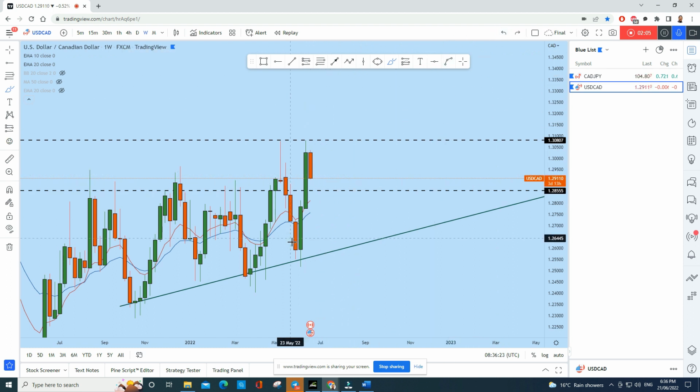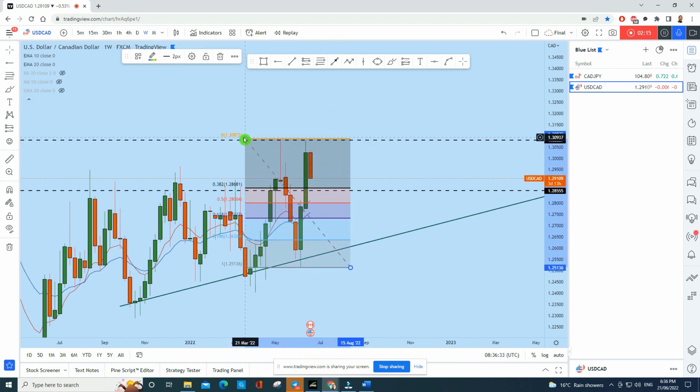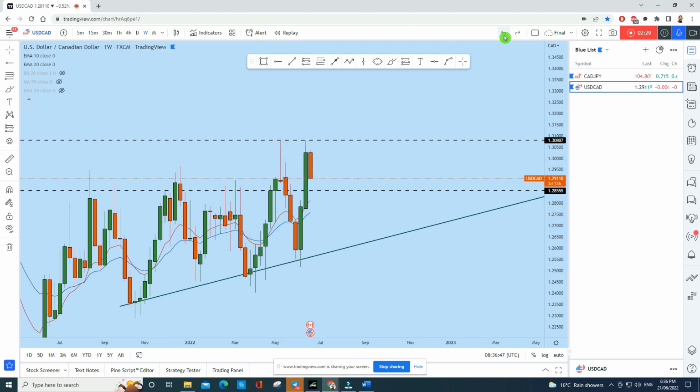Let's see our Fibonacci level where we can expect. You see that there is a weekly move to the upside. So if we take our Fibonacci from the starting of the move to the end of the move, what we see on USD CAD, this is where we can see the 38.2 Fibonacci level, which is the minimum Fibonacci level, and we can expect USD CAD now to come at least to the 38.2% Fibonacci retracement on the weekly time frame.